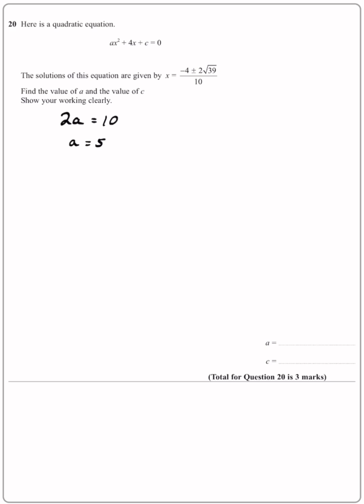We can see from the denominator, the 2a part of the quadratic equation formula, that must be equal to 10, so a must be equal to 5. The 2 root 39 will be equal to the square root of b squared minus 4ac part of the quadratic formula, so 2 root 39 is equal to square root of 16 minus 4 times 5 times c.